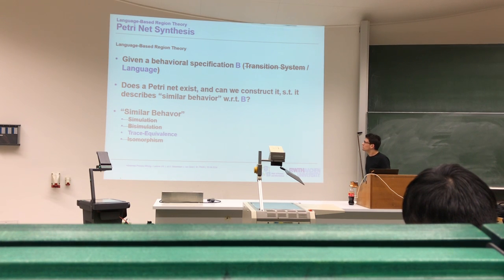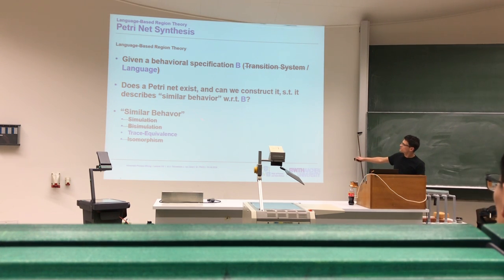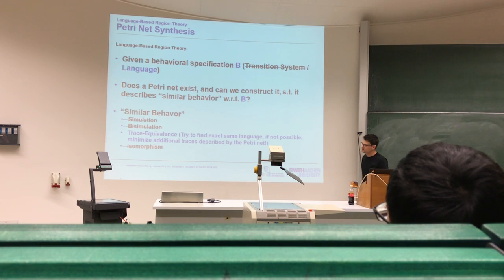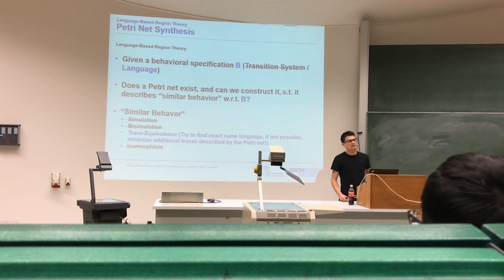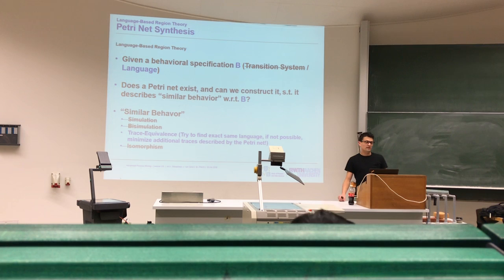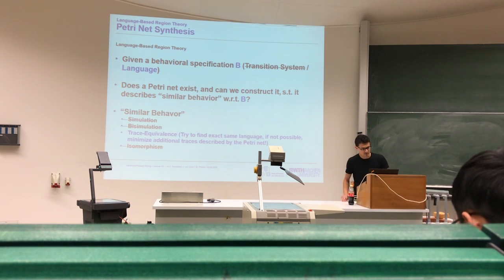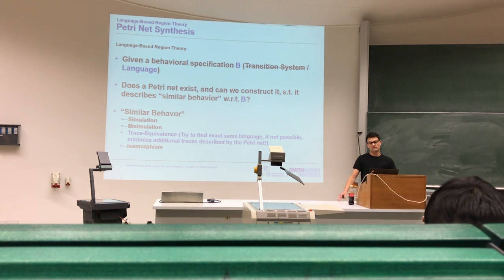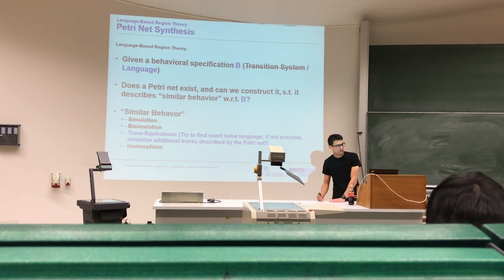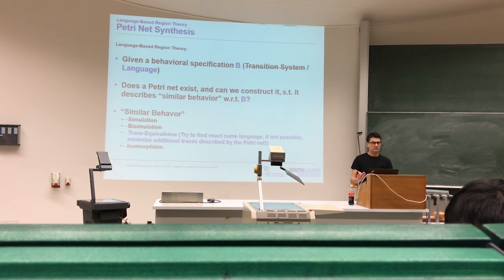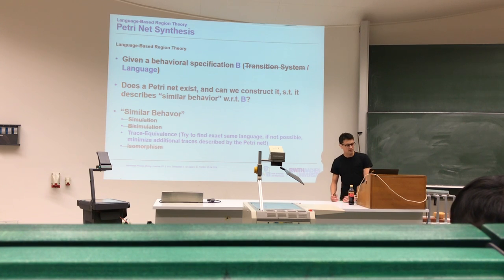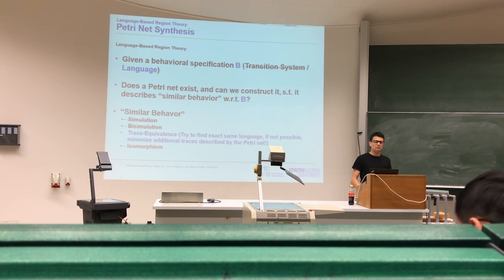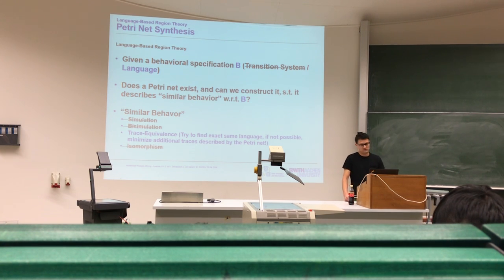Now, what we're going to look at today is languages and sort of trace equivalence in the sense that we try to find a Petri net that has the exact same language as the input language. And if that is not possible, so that's what basic language-based region theory tries to do, if we cannot find a Petri net that describes the exact same language, so in terms of firing sequences, we try to find a model that minimizes the additional behavior as much as possible.